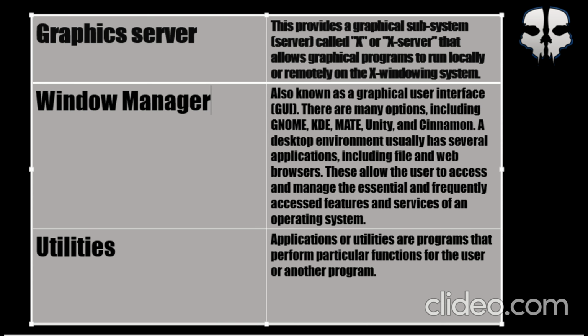The next component is the graphics server. This provides a graphical subsystem, a server called X or X server, that allows graphical programs to run locally or remotely on the X windowing system.